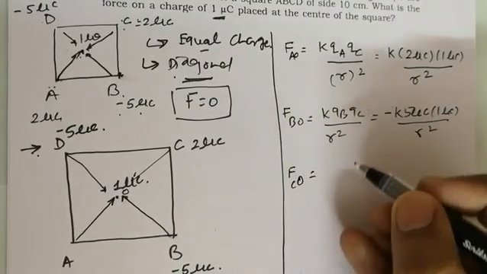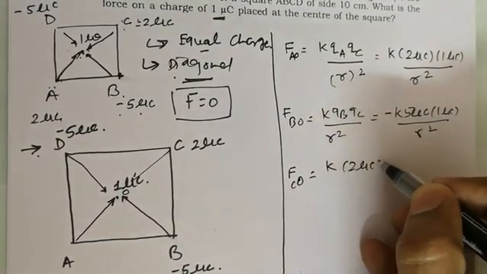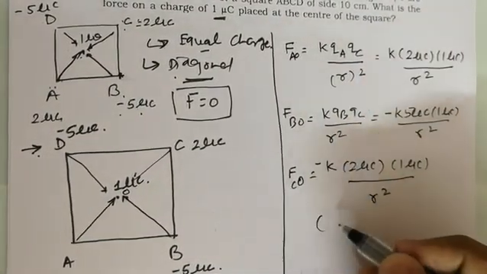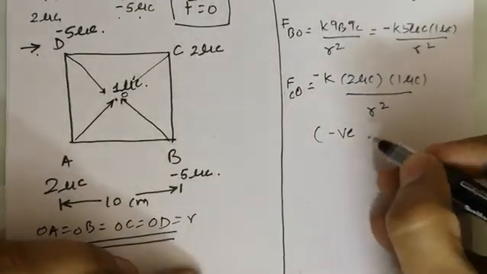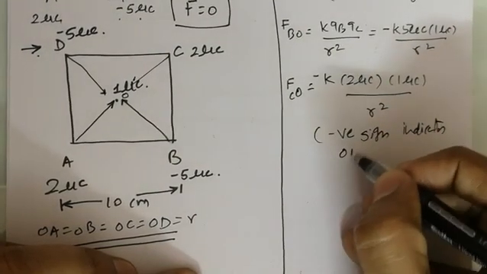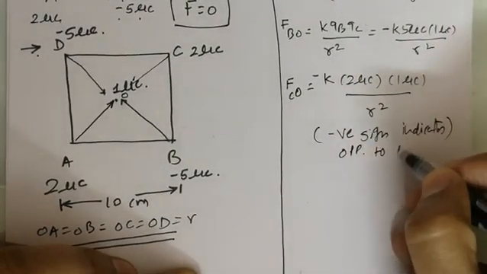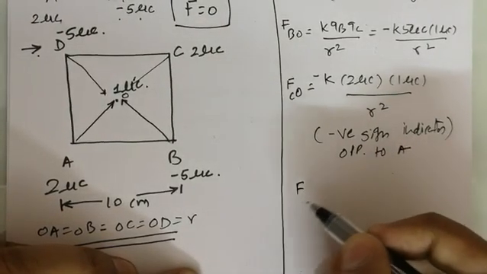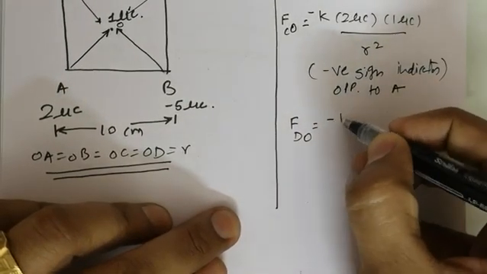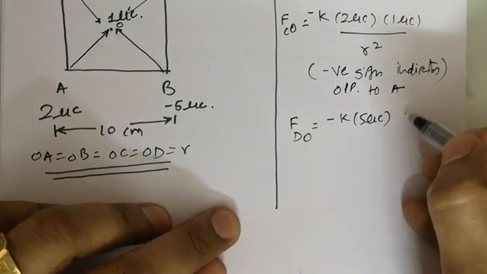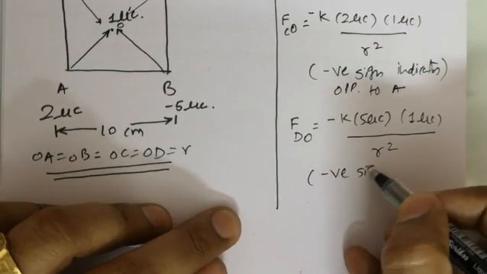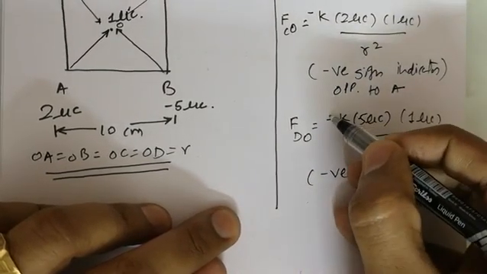For F on the diagonal side of A, we have K, 2 microcoulomb, 1 microcoulomb divided by R square. I am putting a negative sign, which indicates the opposite side. That is the opposite force compared to A. And I have F of D of O, which is also minus K, 5 microcoulomb, 1 microcoulomb divided by R square. Again I am putting a negative sign, so negative and negative would be positive.